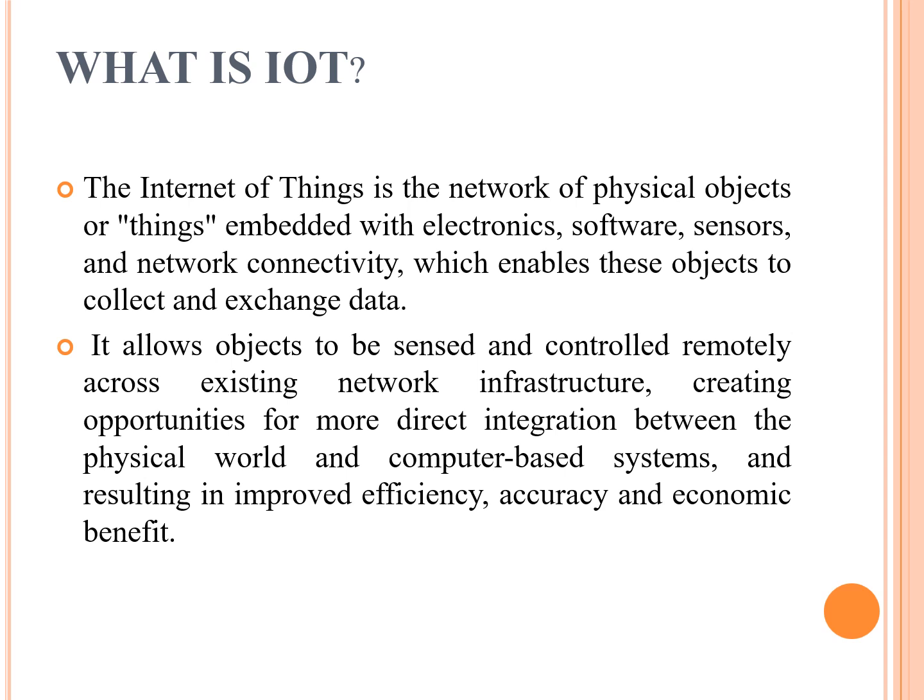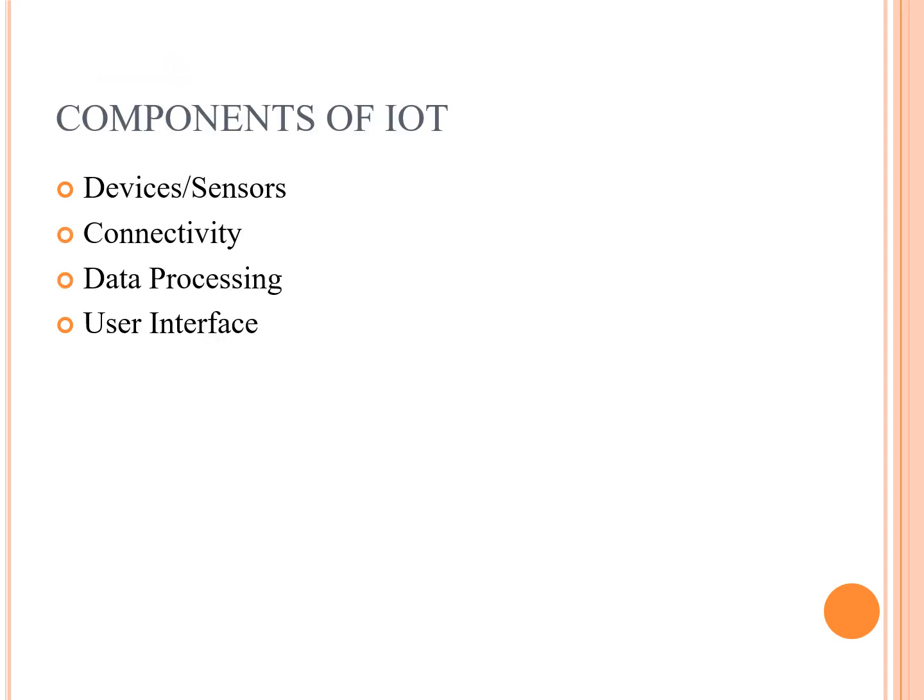So it allows an object to be sensed and controlled remotely across existing network infrastructure, and also creates opportunities for both direct and indirect integration between the physical world and computer systems, which gives more efficiency, accuracy and economic benefits. Next one, components of IoT.